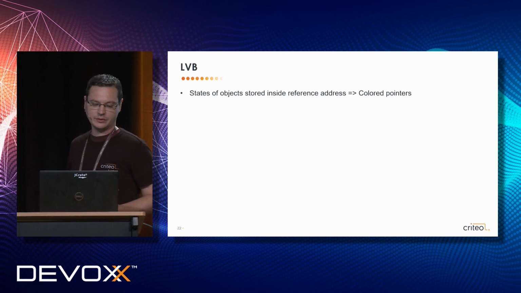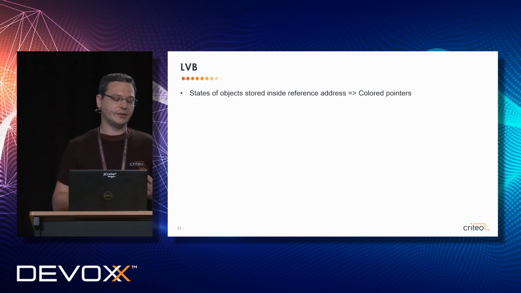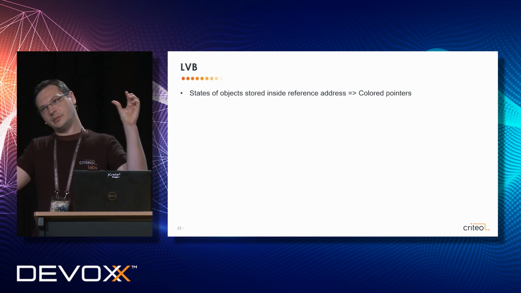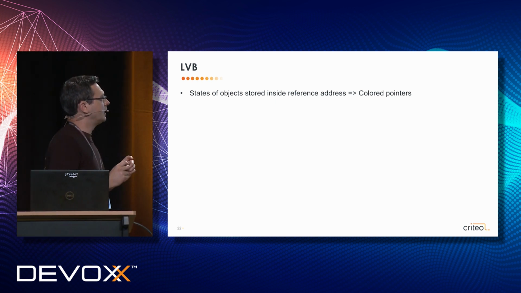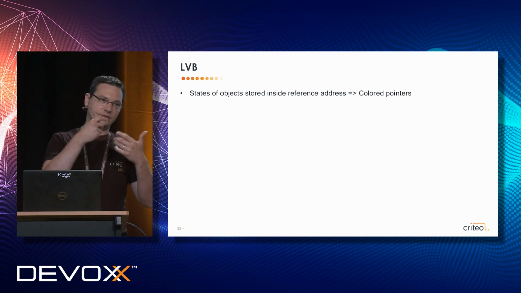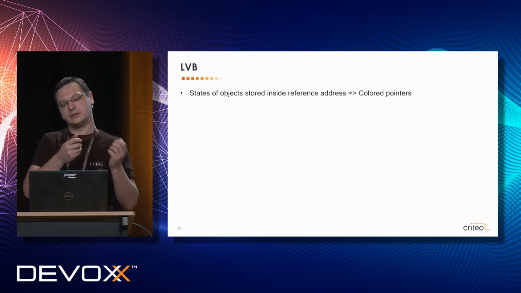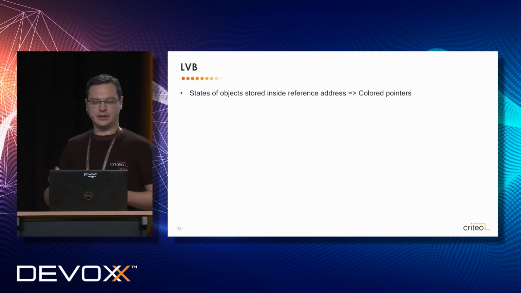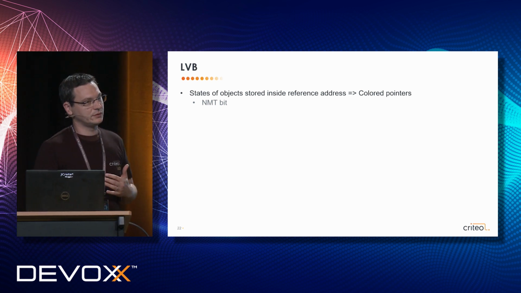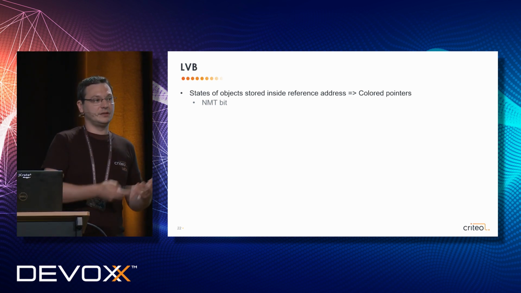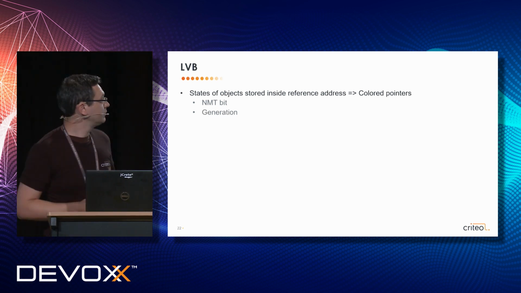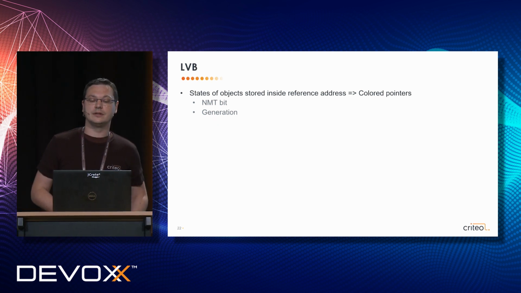So this LVB, how does it work? We are storing some metadata into the reference address. So we have 64 bits, it only works on 64 bits. And because we have some spaces in this 64-bit addressing, we can store more information into this. It's linked to every reference. We store the NMT bit, the not-marked-through bit. It means is this object reference marked or not, and the generation, because it's generational, so they store the generation into this reference address.